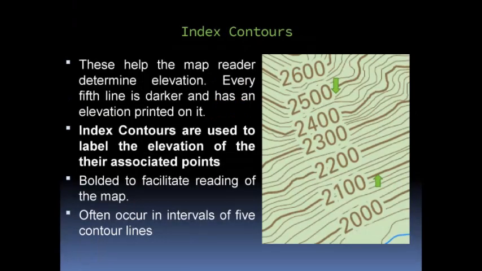So, let us look at a moment in the given contour map. One thing you may notice is that some of the contour lines, but not all, are labeled with the elevation. For example, 2000 lines are labeled, 2100 lines are labeled, 2200 lines are labeled. Thus, the thick line on which elevation is labeled is called an index contour. The index contours are used to label the elevation of their associated points, and are bolded to facilitate the reading of the map. They often occur at intervals of 5 contour lines.